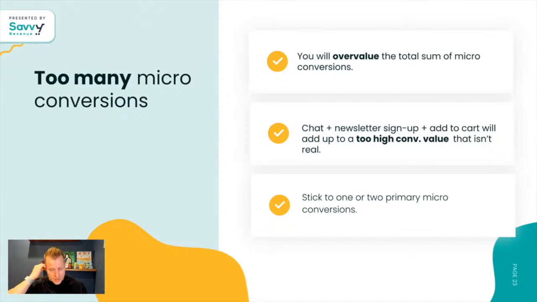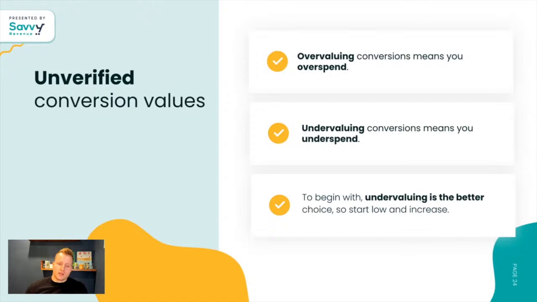I highly recommend sticking to 1 or 2 micro conversions. Don't overdo it. You can be smart about it in the future, but 1 to 2 to begin with. And I often just go with 1. Just stick to 1 key qualifier to find out whether or not this visit was actually worth buying. There are also unverified conversion values. Overvaluing conversions means you overspend. Undervaluing a conversion value means you underspend.